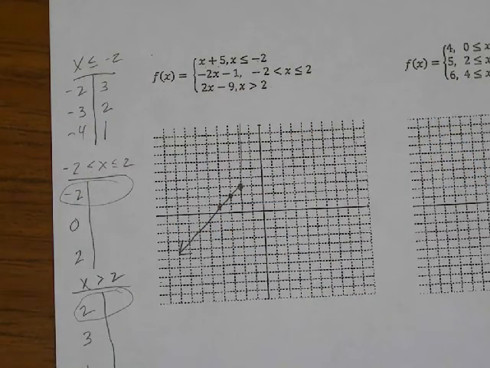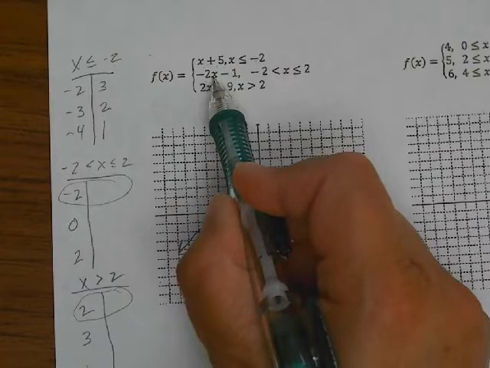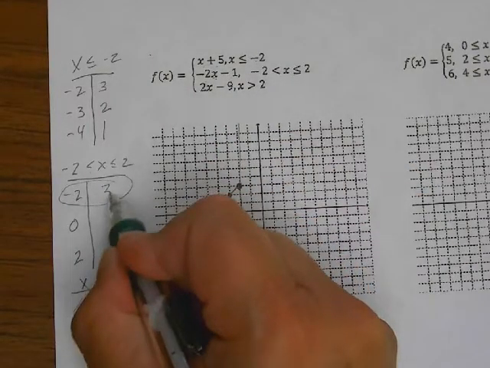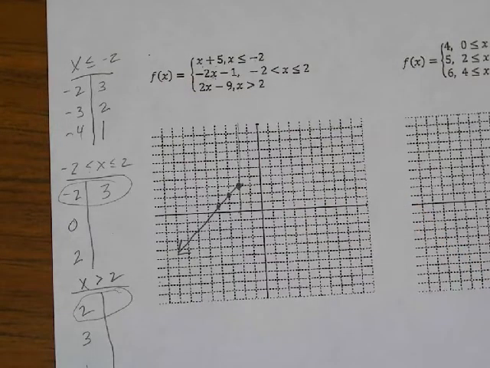In the next section, I'm going to put -2 in here. So negative 2 times negative 2 is 4. 4 minus 1 is 3. So at negative 2, I'm at 3. I've already got a point there, so I'm good.